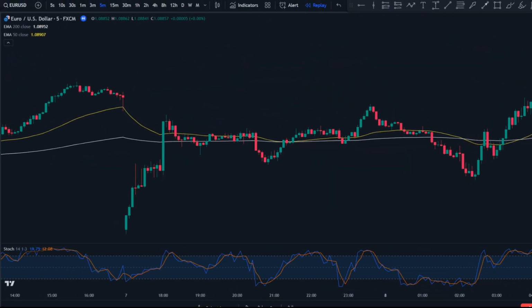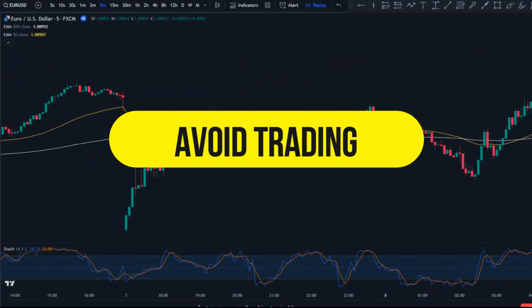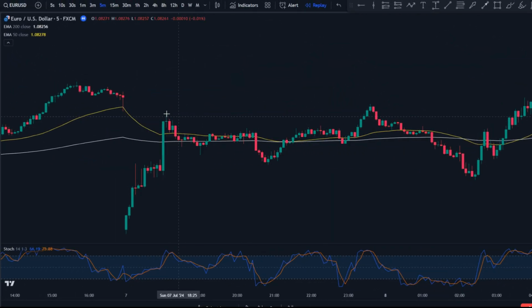This is the market that you should avoid trading. Whenever the 50 EMA is nearby the 200 EMA and the price is not moving around, you should avoid trading. In this situation, if you trade, your win ratio will go down.